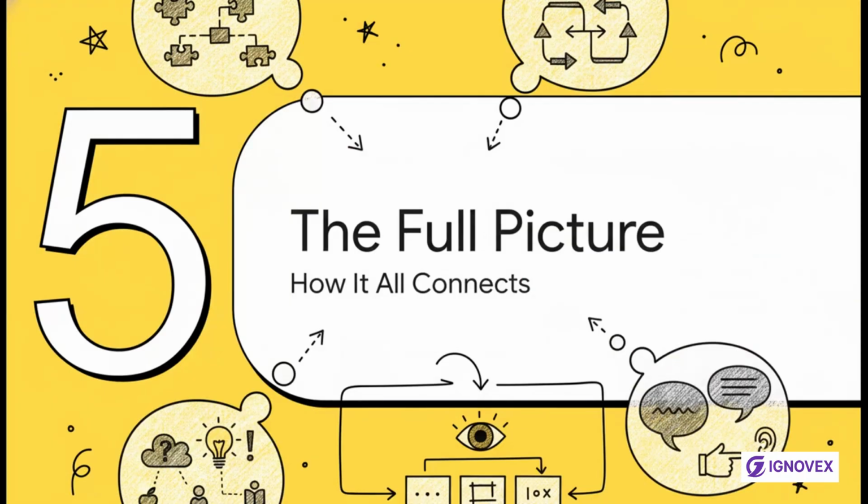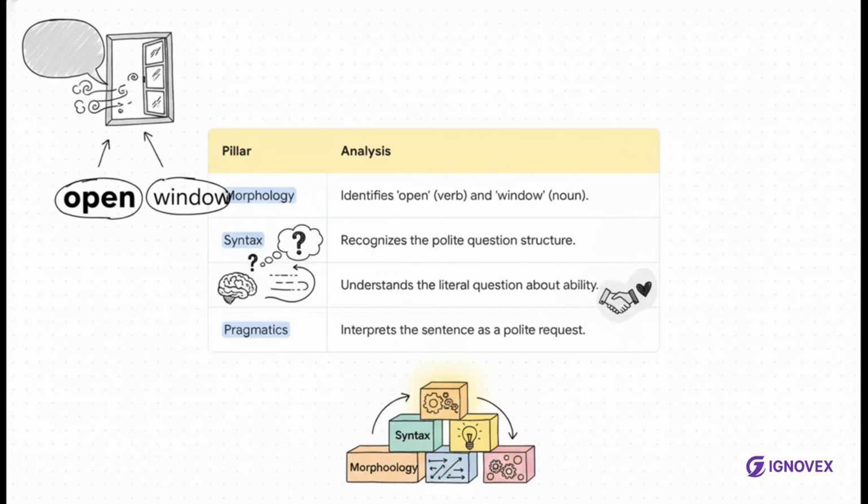So there we have it, our four pillars: morphology, syntax, semantics, and pragmatics. The bricks, the blueprint, the definition, and the social context. Now let's see how they all work together in a single, simple sentence. Okay, let's put it all together with, "Could you open the window?" Morphology spots the key building blocks, open and window. Syntax recognizes the structure as a question. Semantics gets the literal meaning, a question about your physical ability.